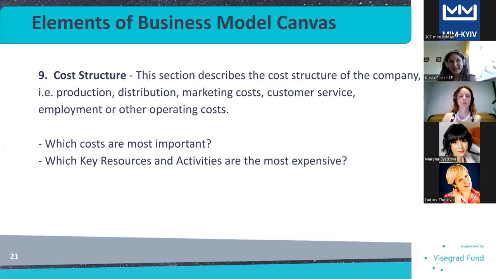And the last element of Business Model Canvas is cost structure. This section describes the cost structure of the company, for example, production, distribution, marketing costs, customer service, employment, and other operating costs. Basically here you describe the most important costs that your company generates and that are necessary for your business to function. Which key resources and activities are most expensive?